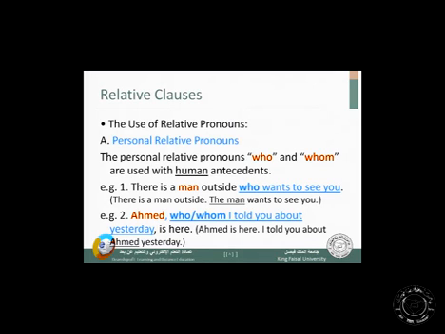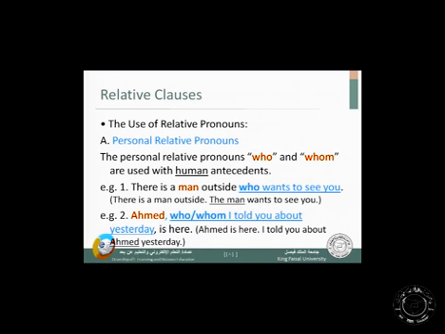Ahmed who, or we can say Ahmed whom I told you about yesterday is here. Here the relative clause is whom I told you about yesterday, or who I told you about yesterday. As we said, both are possible. We can use whom when the antecedent is actually an object. Okay, so to understand this, let's separate the complex sentence into two simple sentences. So Ahmed whom I told you about yesterday is here. We can say Ahmed is here. I told you about Ahmed yesterday.